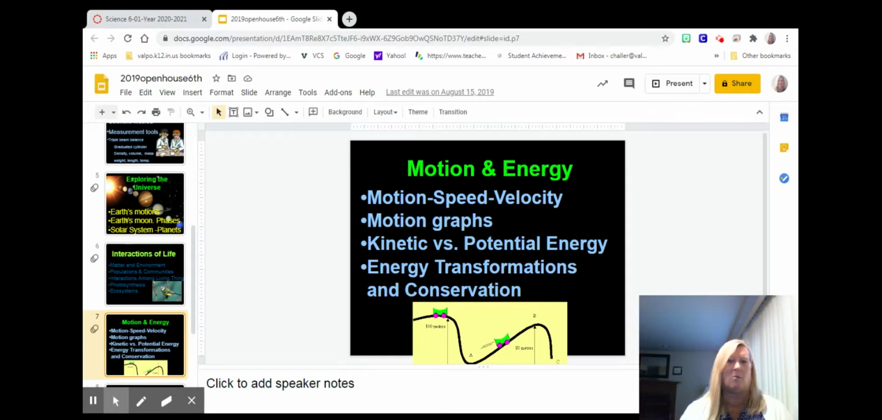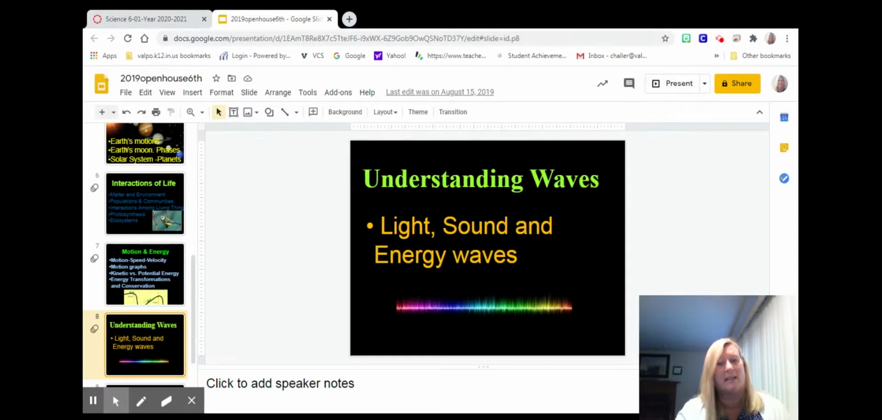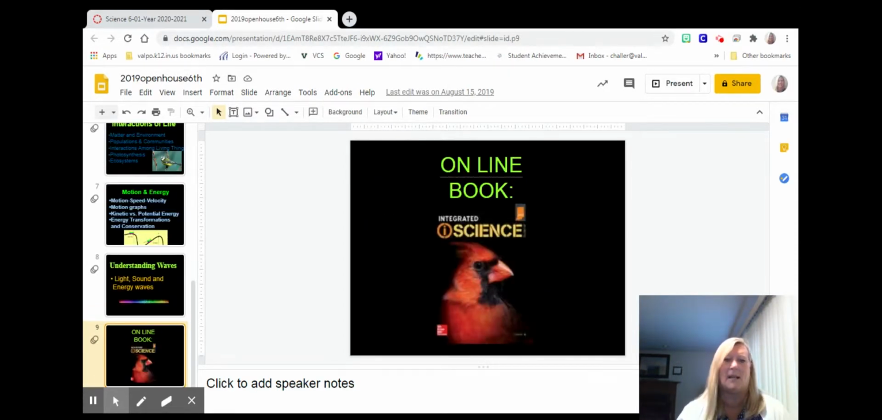But a lot of labs go with the motion, forces, and energy unit, and so we'll be graphing a lot and a lot of potential and kinetic energy questions. And there are actually a lot of questions on the iLearn on that. Understanding waves, light and sound, and energy, and how they're all related.